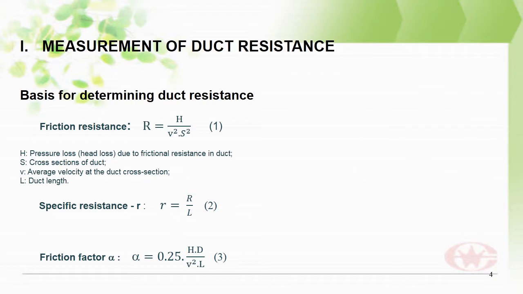Measurement of duct resistance. The basis for determining duct resistance: friction resistance in the ducting system is presented by equation 1, where ΔP is pressure loss, S is cross section of duct, V is average velocity, L is duct length. The specific resistance is presented by equation 2. Friction factor is determined by equation 3.